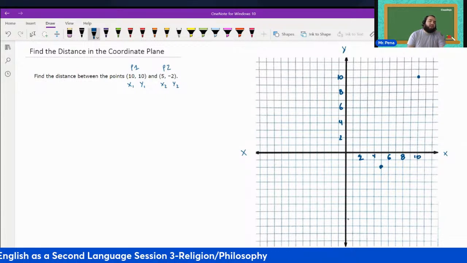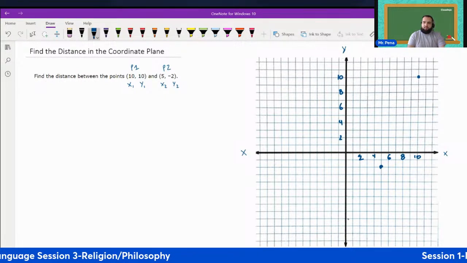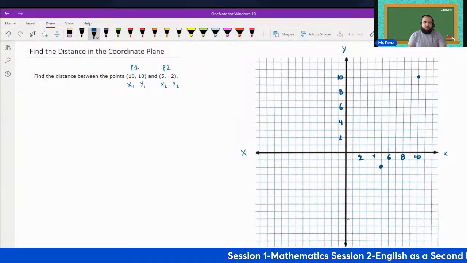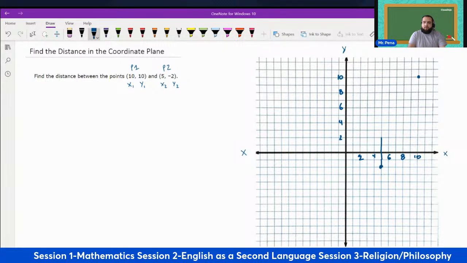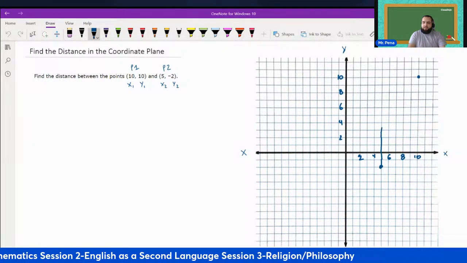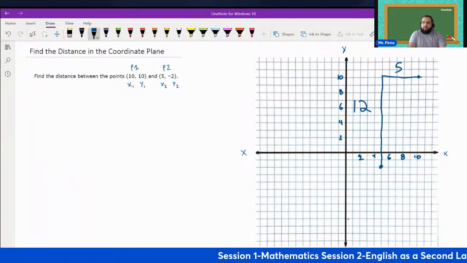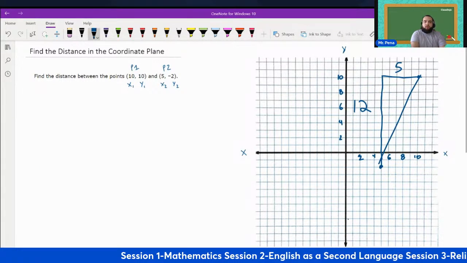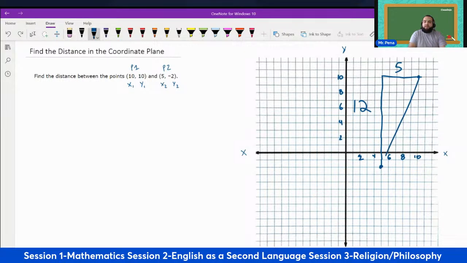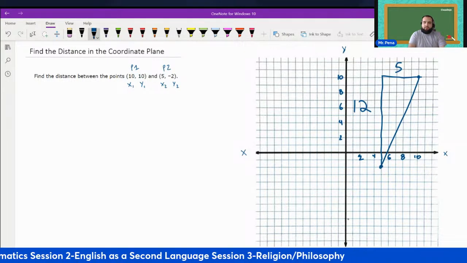Now we want to determine the distance between these 2 points. What we can do is count the units. 1, 2, 3, 4, 5, 6, 7, 8, 9, 10, 11, 12. So this over here is 12 units. And then 1, 2, 3, 4, 5. This is 5 units. That's not going to work for the hypotenuse. But what we have now is a triangle. Actually, a right triangle.